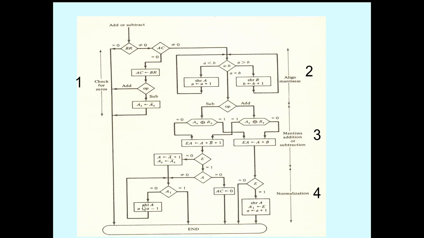If a1 equals 0, then shift left A. By that, the exponent value is reduced by 1. Then once again we check whether a1 is 0 or 1. If it is 1, then the process ends. So this is the way of doing the floating point addition and subtraction operation. It is the same as the fixed point addition and subtraction operation, but one thing here: the exponents should be equal to perform either addition or subtraction.